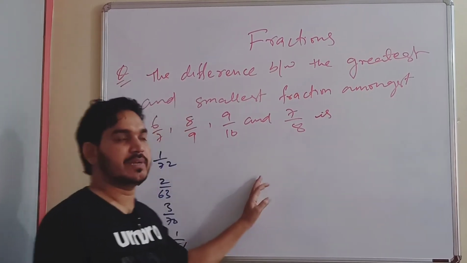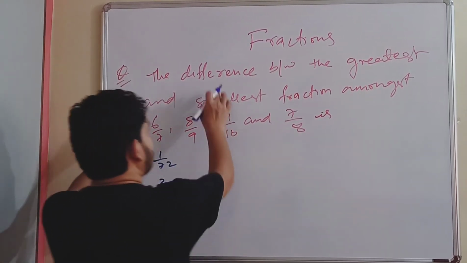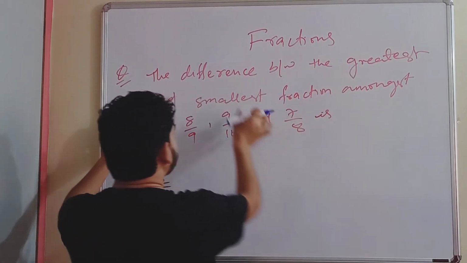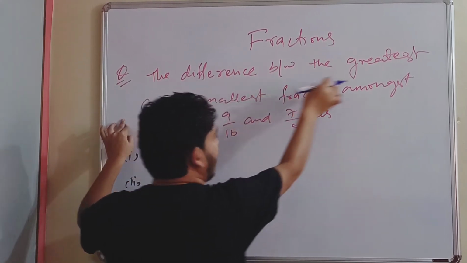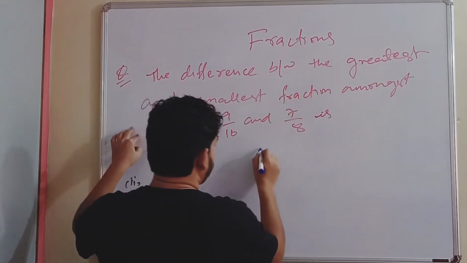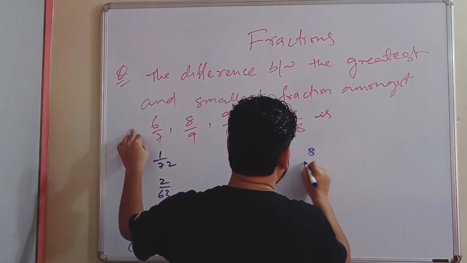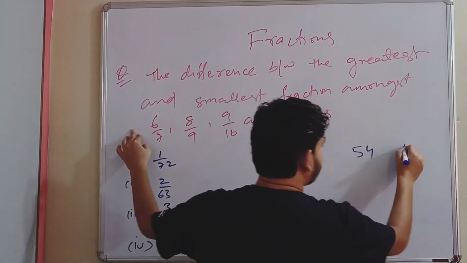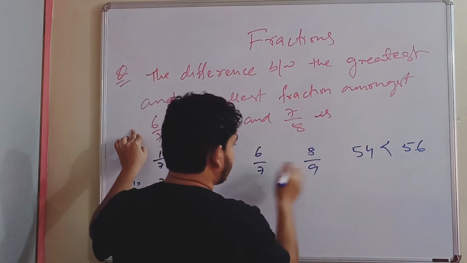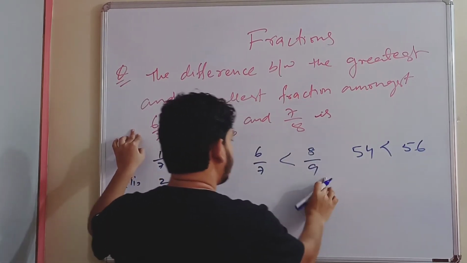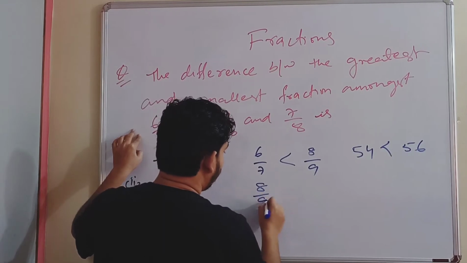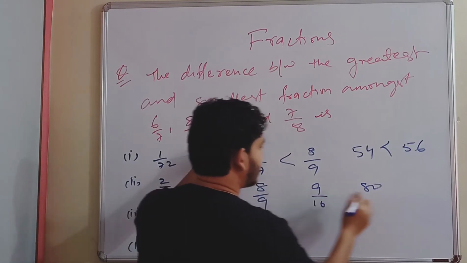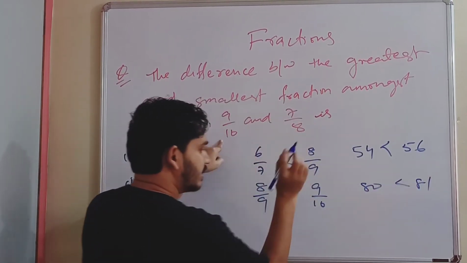Okay, so this is another question based on fraction comparison. Let's see. The difference between the greatest and the smallest fraction amongst these four. It means you have to find the difference between the smallest and the greatest. Let's see. Between 6 by 7 and 8 by 9. Upon cross multiplying, 6 9s are 54, 8 7s are 56. So we know the left side is lesser, so 8 by 9 is the max between these two. Let's see between 8 by 9 and 9 by 10. 8 10s are 80, 9 9s are 81. So this is greater.